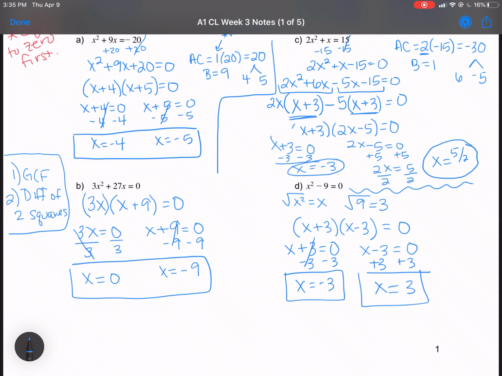Okay, so we're going to learn actually next, or in 2 weeks, we'll learn a second way that we can solve D. But right now we're just going to stick with factoring and the zero product property.